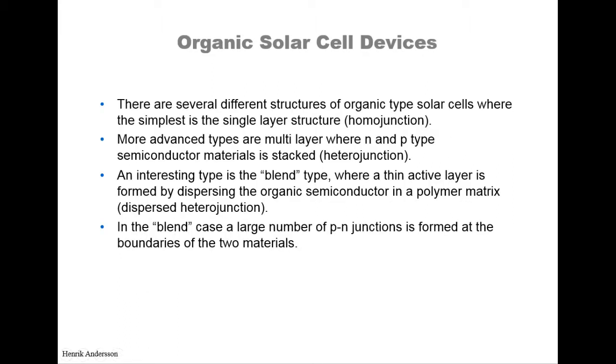We will now look at some organic solar cell device types. There are several different structures of organic solar cells, where the simplest is the single layer structure. More advanced types are the multi-layer, where N and P type semiconductor materials are stacked. An interesting type is the blend type, where a thin active layer is formed by dispersing the organic semiconductor in a polymer matrix. In the blend case, a large number of p-n junctions is formed at the boundaries of the two materials.